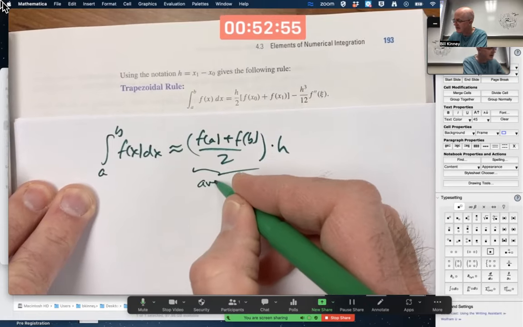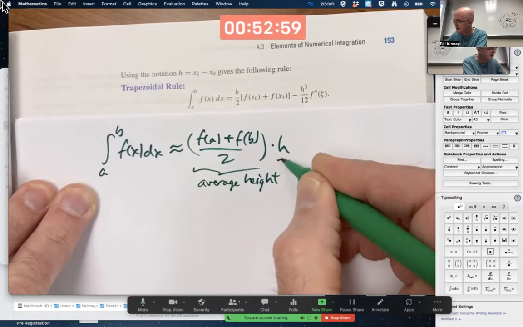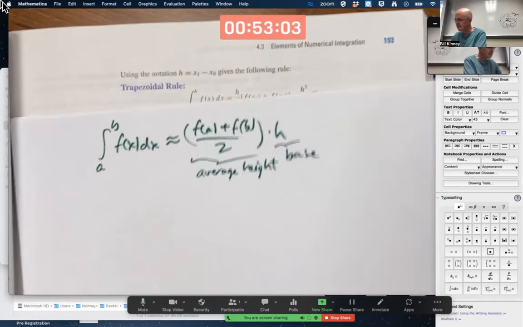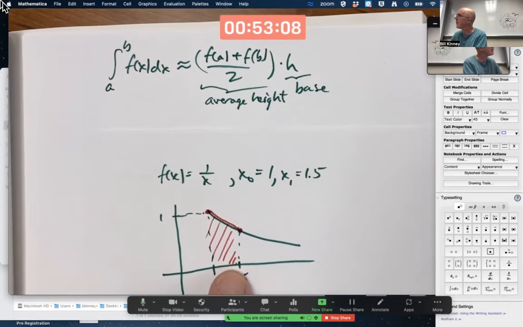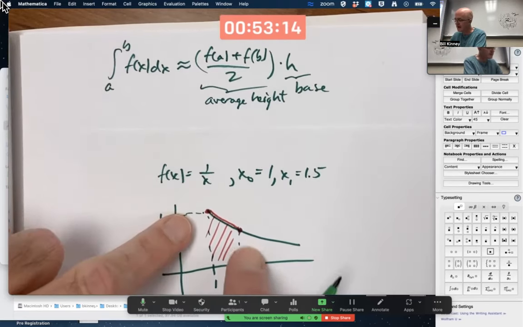There's your average height of the trapezoid. There's your base. The trapezoid being this thing in red that I drew before. The area of such a trapezoid can be thought of as the average of the two heights times the base.